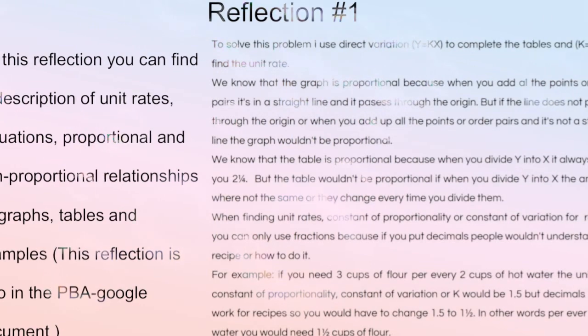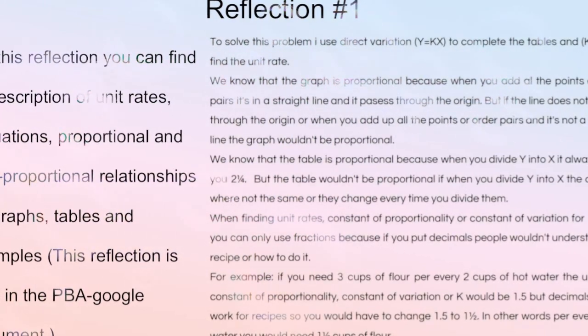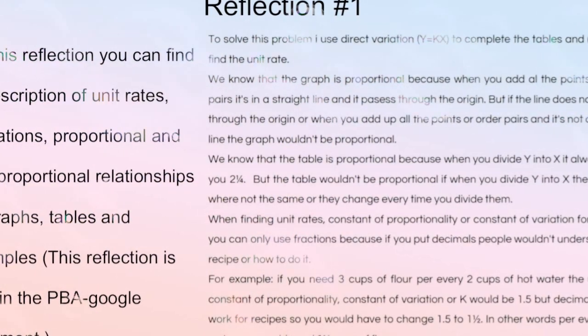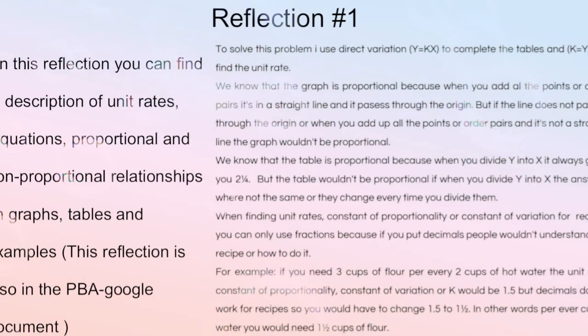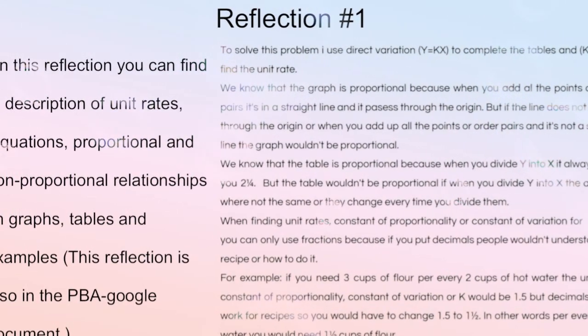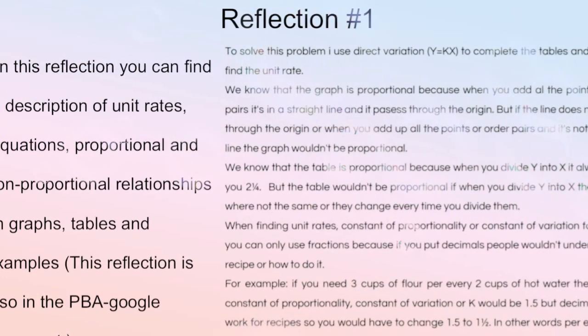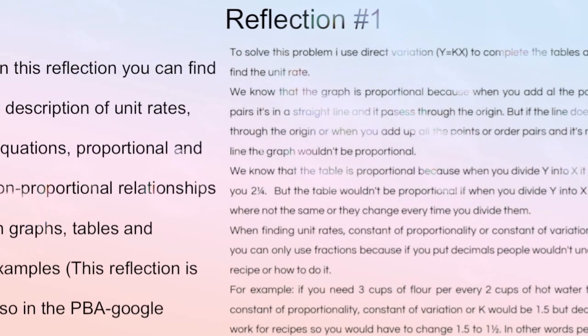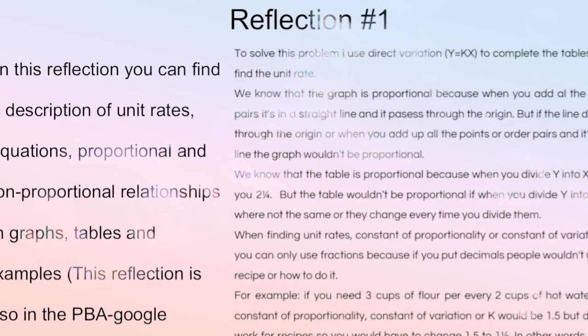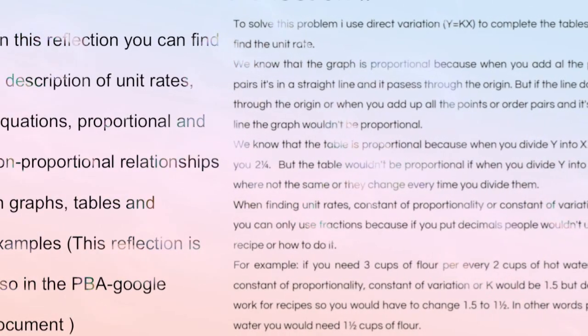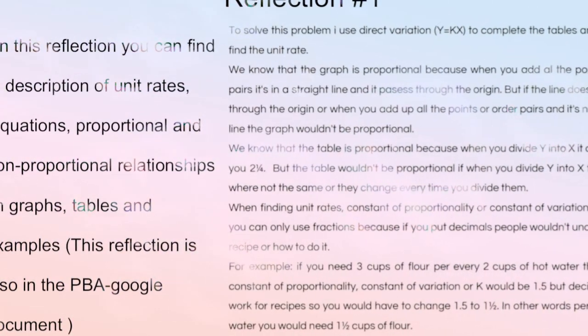We know that the graph is proportional because when you add all the points or ordered pairs, it's a straight line, and it passes through the origin. But if the line does not pass through the origin, or when you add up all the points or ordered pairs, and it's not a straight line, the graph wouldn't be proportional.